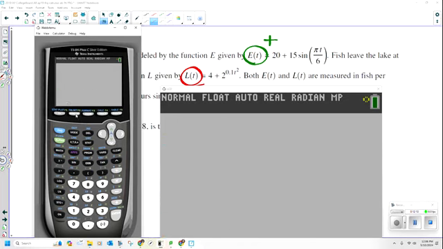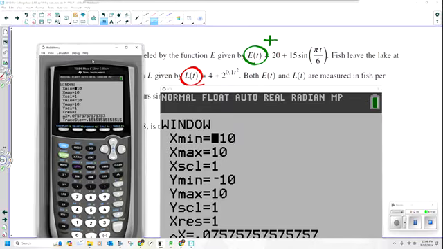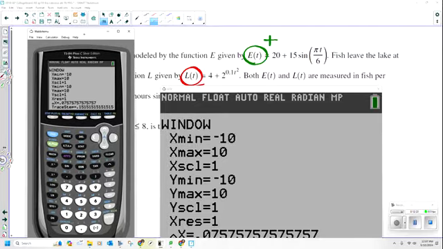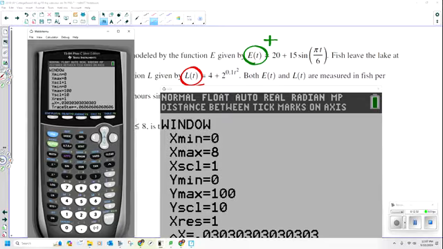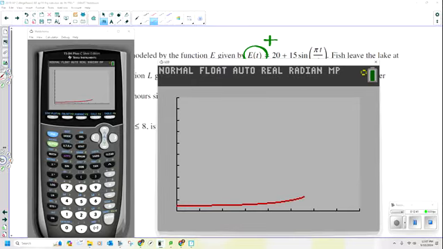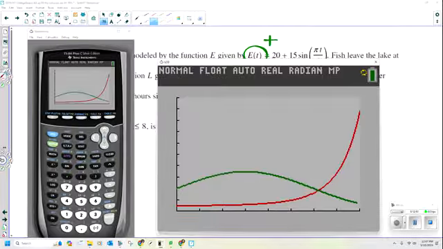Now, my window. For the x-axis, it tells me down here between 0 and 8. I'm not sure how high up on the y-axis I'm going to go. Let's start at 0 and go to 100 by 10s. You could do zoom fit and change your window, but this is what I'm going with. Here are the fish leaving, this red graph. You can see it's not very high until the end, because at the end, a lot of fish leave. The green one is the fish that are entering.